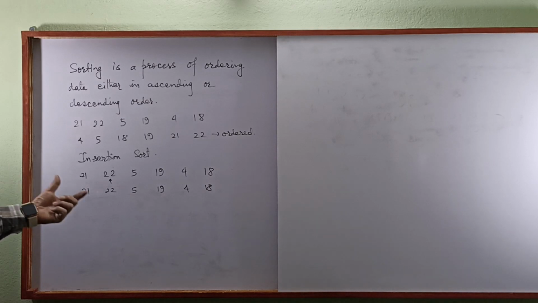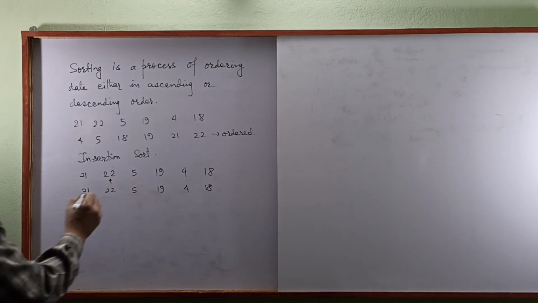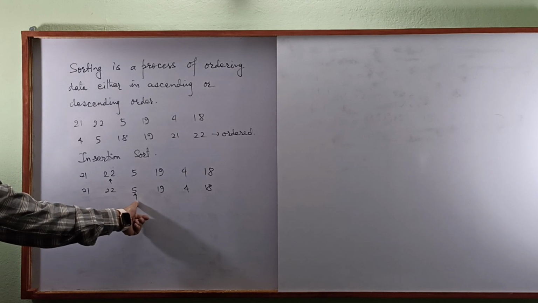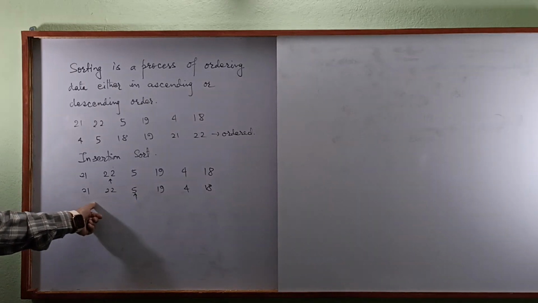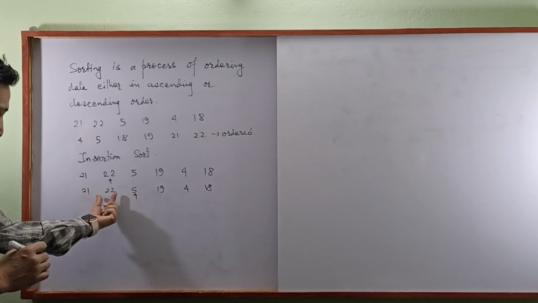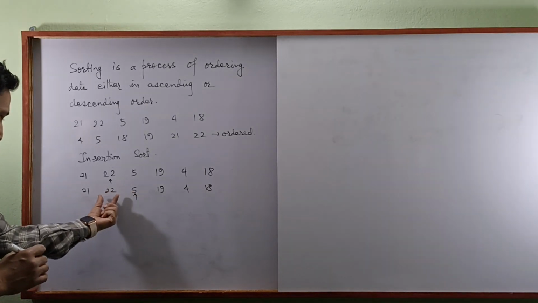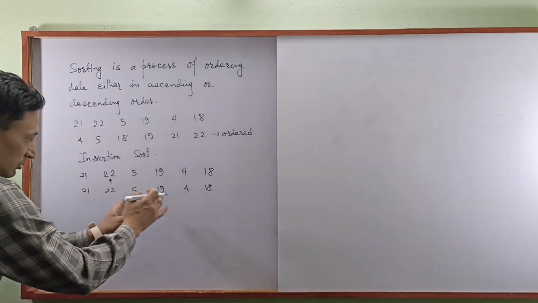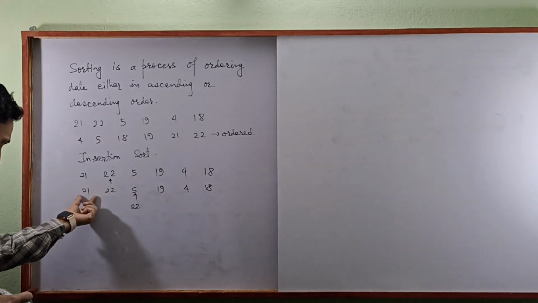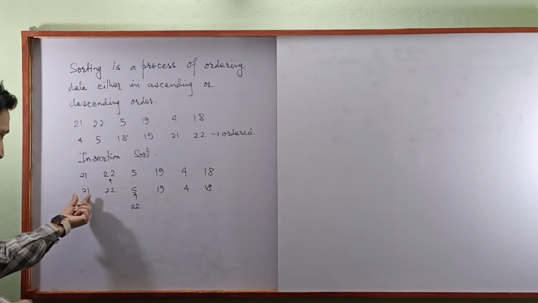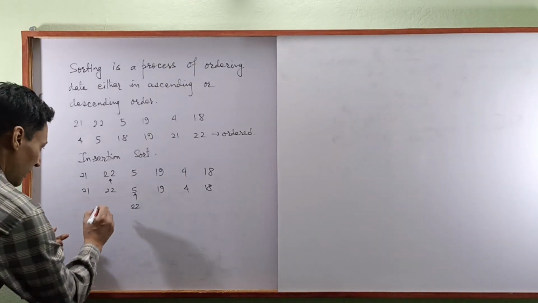Now we will move the pointer and we'll consider this element 5. We'll start comparing 5 with all the elements before this 5. Here 22 is the element just before 5 and 22 is greater, so we'll shift 22 one position right. Then we'll compare 5 with 21. 21 is also greater than 5. So we'll shift this 21 one position right.